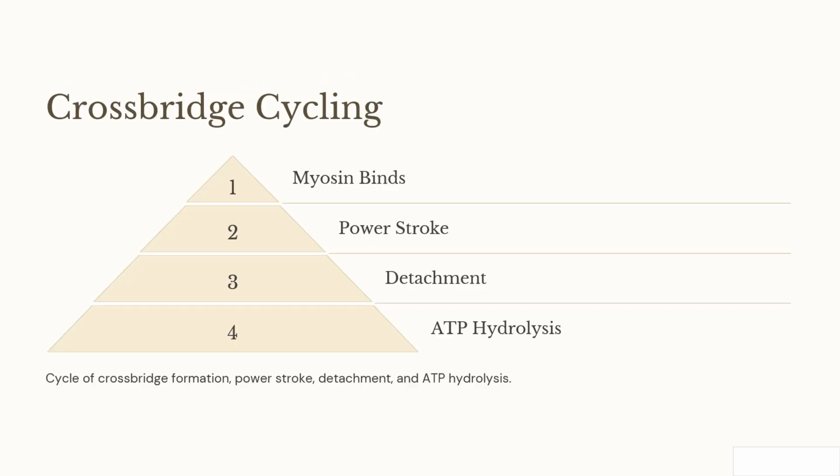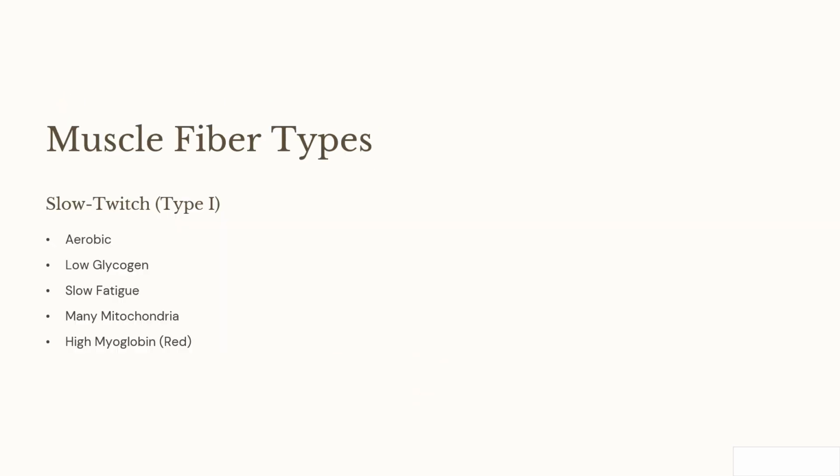This is how the cross bridge cycle happens, where first the myosin will bind, then there is a power stroke. After that it will get detached and ATP hydrolysis occurs. So for this cross bridge formation, we need a power stroke, we need detachment and ATP hydrolysis to happen. Now let's see about the muscle fibers.